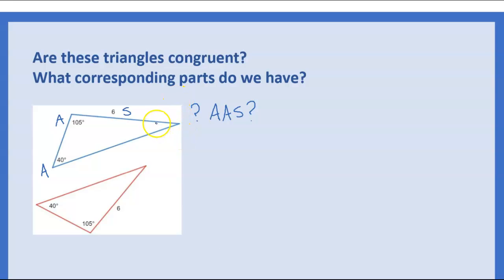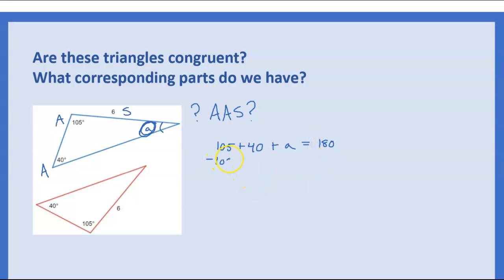Maybe we can figure out the measure of this angle right here. Well, we said all interior angles of a triangle will add up to 180. So we know that 105 plus 40 plus this missing angle, maybe we'll call it A, is going to be 180.